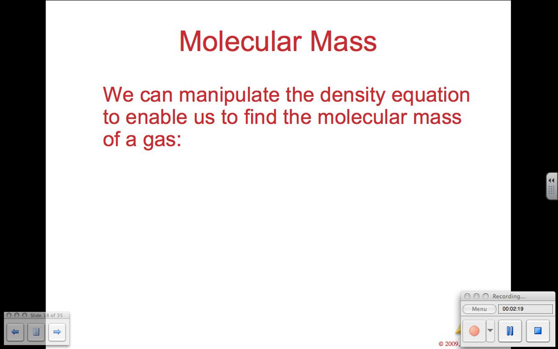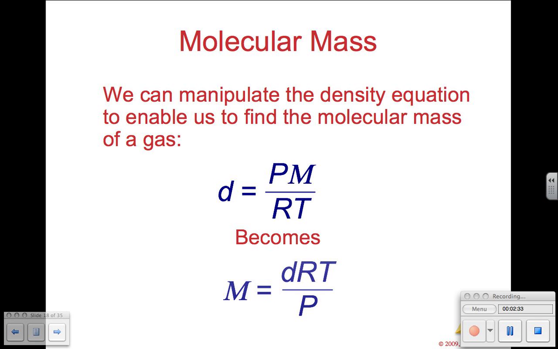We can manipulate the density equation to enable us to find the molecular mass. So let's say we want to find the molecular mass of a gas rather than determine its density. If we know that density is equal to pressure times molecular mass over RT, we can move the variables around to figure out the molecular mass of a gas is equal to the density times R times T all over P. So these are just some ways to manipulate the ideal gas law to find other useful aspects of gases that you are working with.